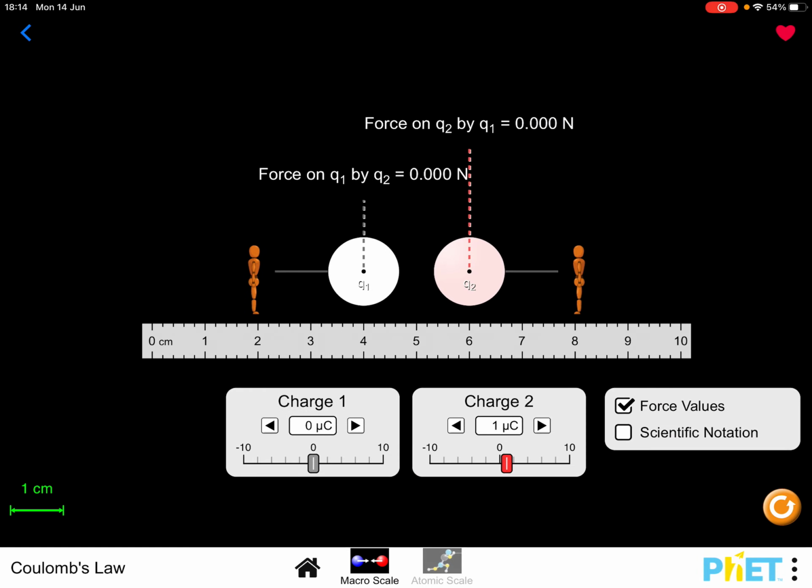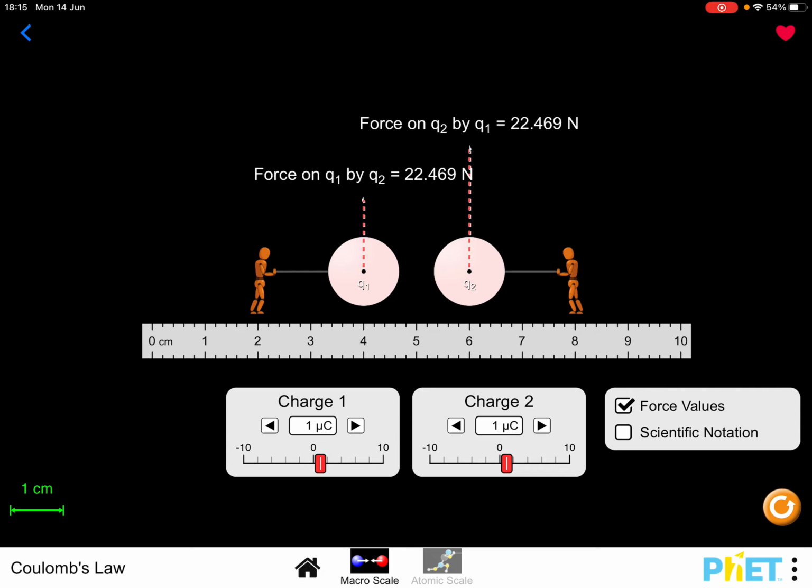So here we have two neutral objects. Sorry, that one's not quite neutral. Now it's neutral. If you look carefully, they're both experiencing zero force. I'm going to make one positive and the other one positive. First of all, I want you to take note, and I can't write on this app, I'm sorry guys, that both of them have the same force, 22,469 newtons. Why? Because of Newton's third law.